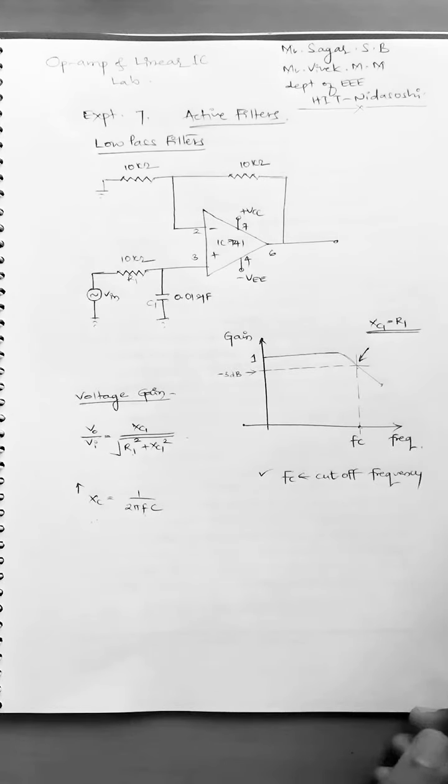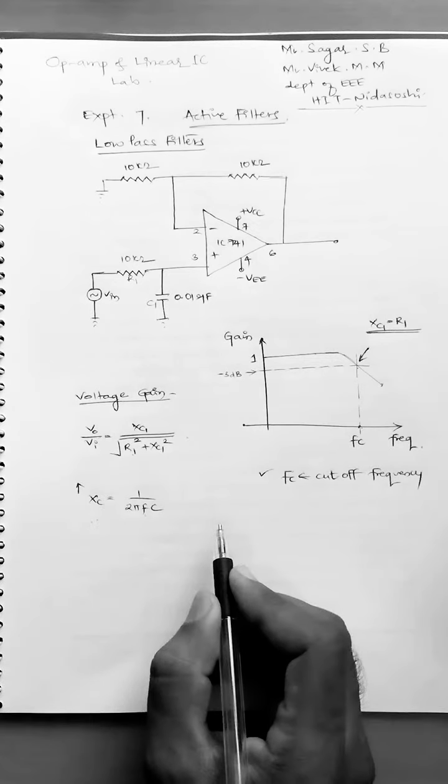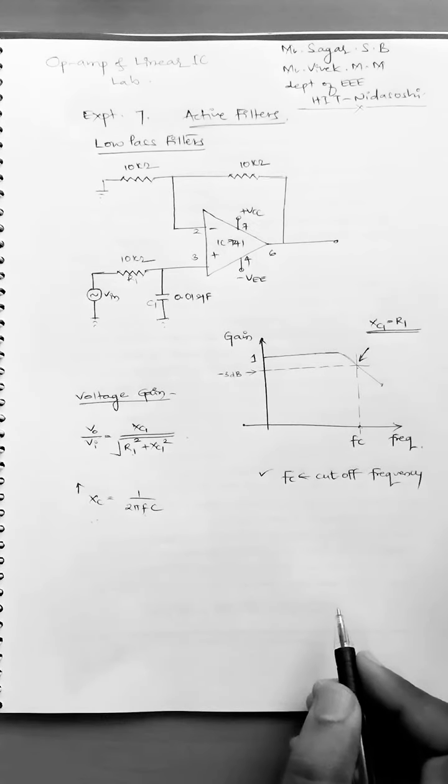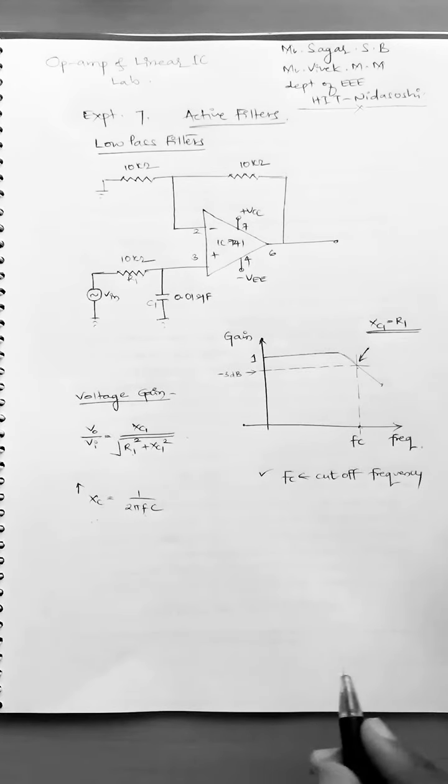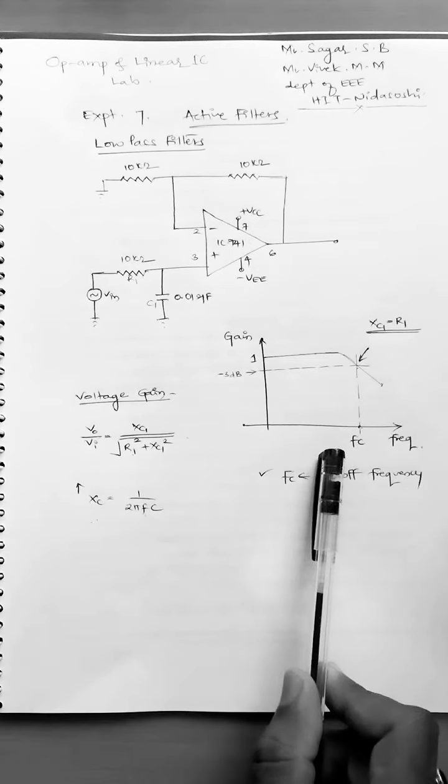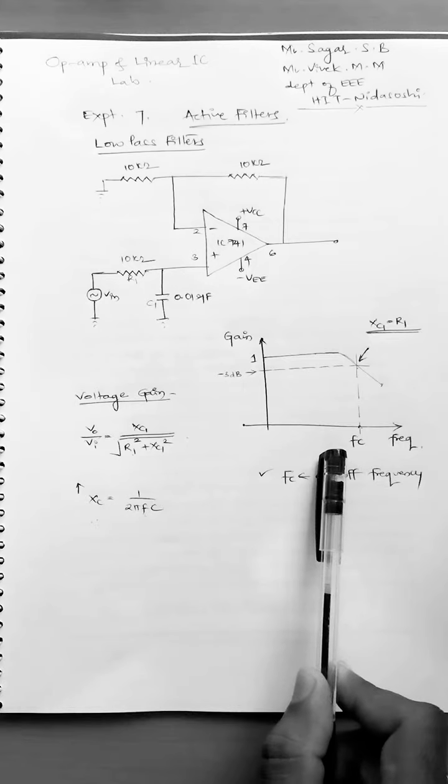So when we connect this circuit, we will note 4 parameters, namely frequency, output voltage. We'll calculate output voltage divided by input voltage, that is the gain, and we'll convert that gain into decibel, so that it is easy for us to draw the response of low pass filter.